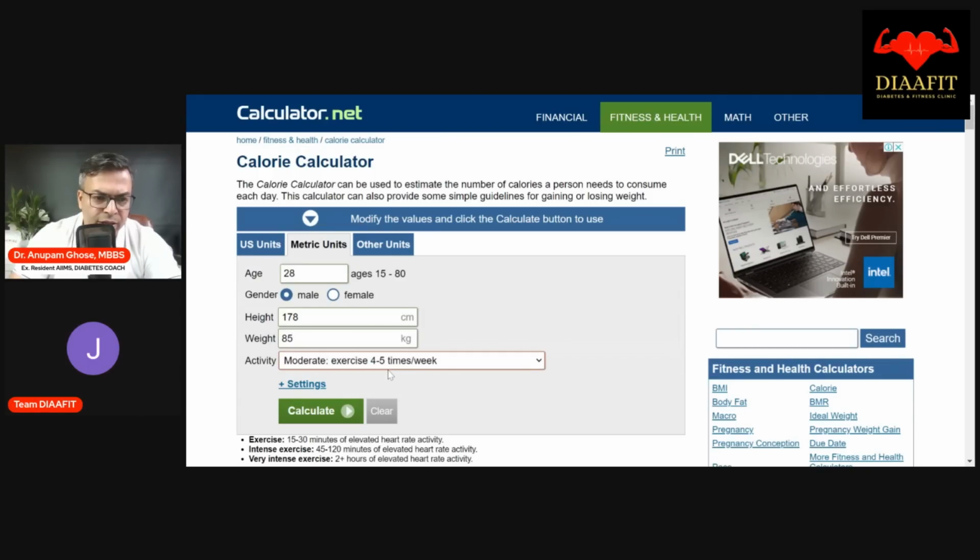If you can see here: sedentary, light, moderate, active, very active, extra active. Which one of these? Can you please select and type which one? 6 days a week. Okay, so very active, intense exercise 6 days a week. Okay, so we calculate now.